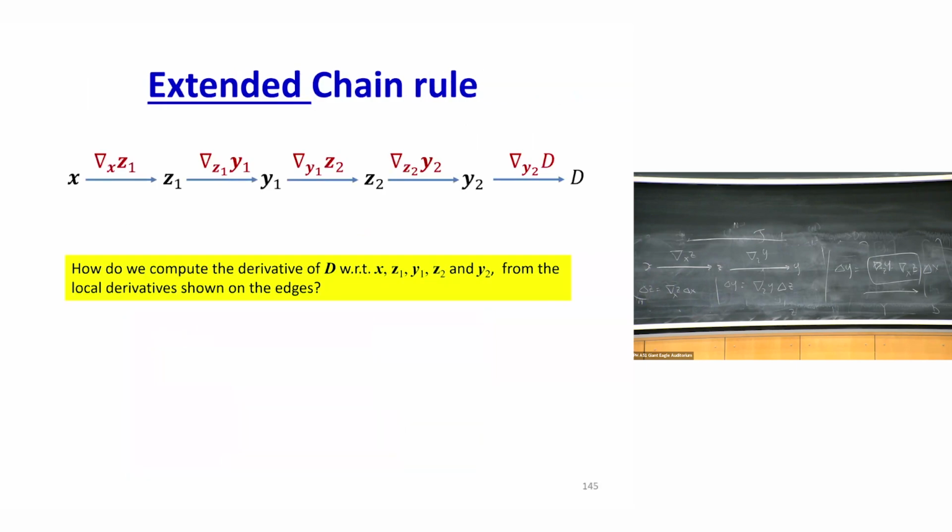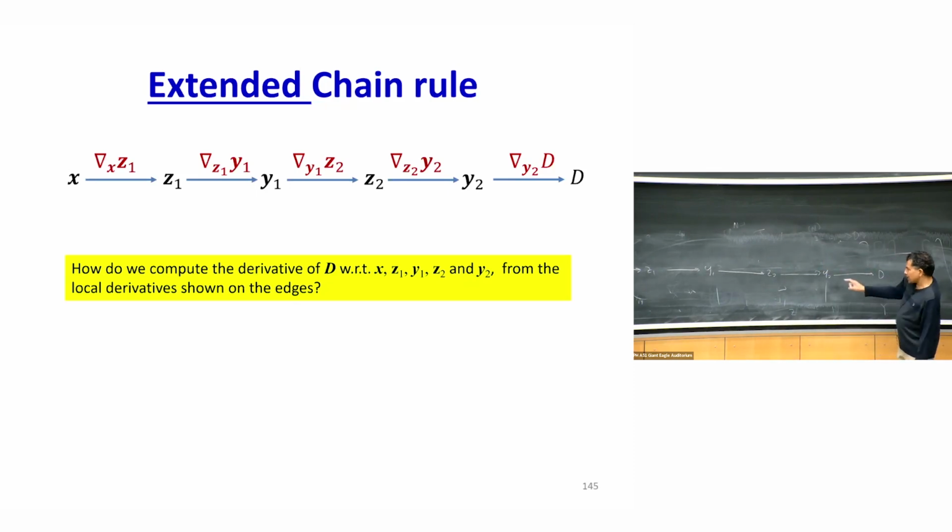Now I have the extended chain rule, right? I can just extend this and say, you guys help me. I'm not going to solve, I'm not going to say anything. We will wait a few minutes till someone gives me an answer. Suppose I have something of this kind, where x influences z1, influences y1, influences z2, influences y2, influences some scalar d, right?